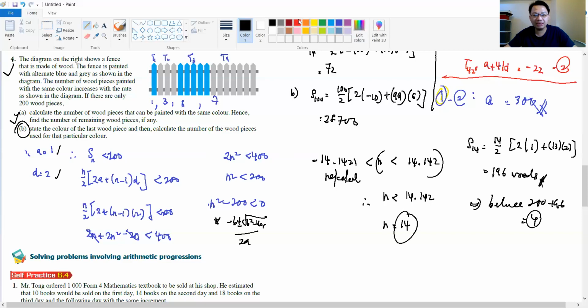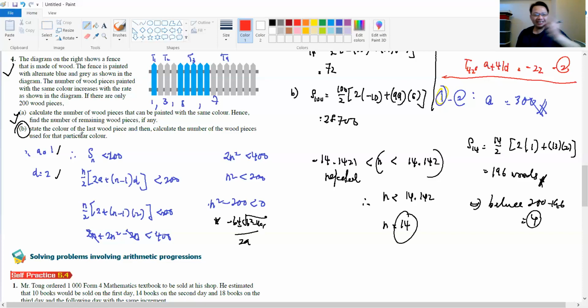Okay, for question B, state the color of the last wood piece, and then calculate the number of wood pieces used for that particular color. So guys, the question is asking what is the color on the final segment. We got 14 segments, right? The 14th segment is the final. What is the color of the wood? Is it blue or is it gray?